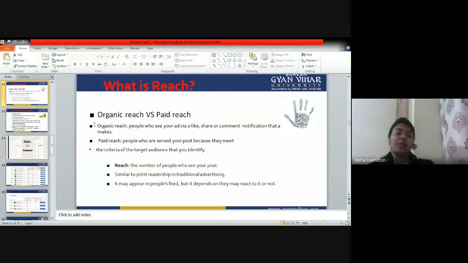It will come on their feed, means it will be available on their Facebook wall, or it may come in their notifications. But it depends on the user or the customer whether they are liking that post or not liking that post. Now this is about reach. Okay, so what is reach actually? Reach is how many people's Facebook wall you are able to reach. That is reach. People have seen your post, whether they have liked it, disliked it, or not given attention to your post, doesn't matter.